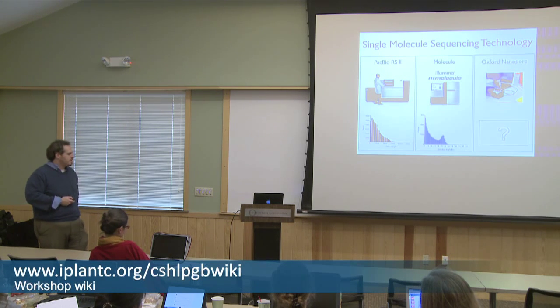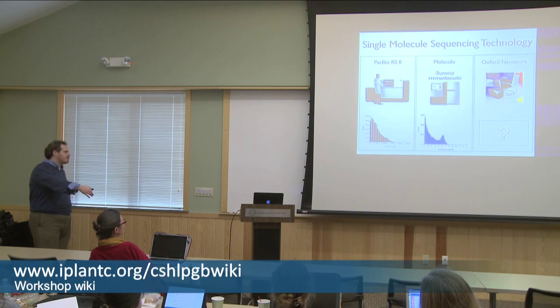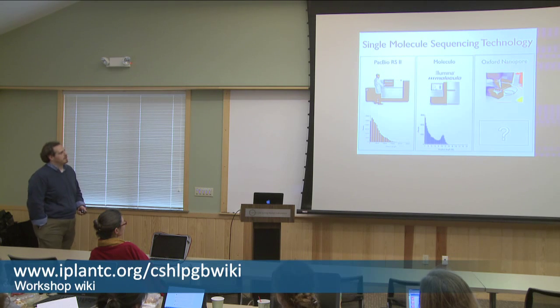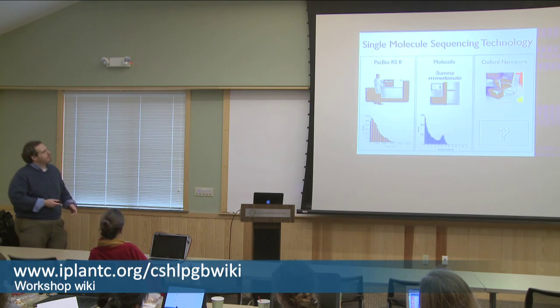Today, using the bleeding edge reagents and size selection, the best library I've ever seen was about 10,000 base pairs on average. So that was a really good library. That was really useful for assembly.